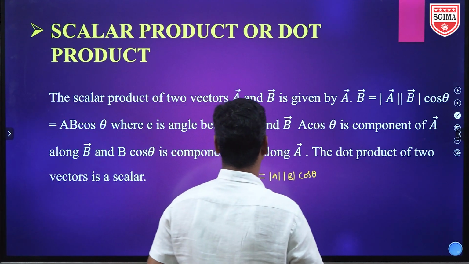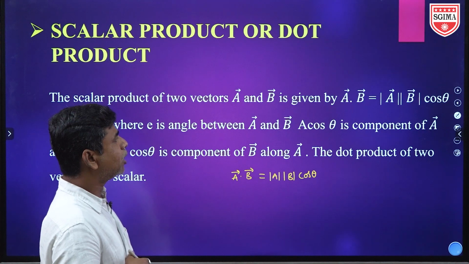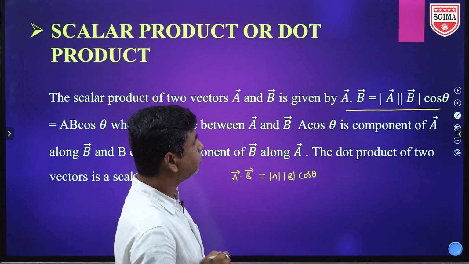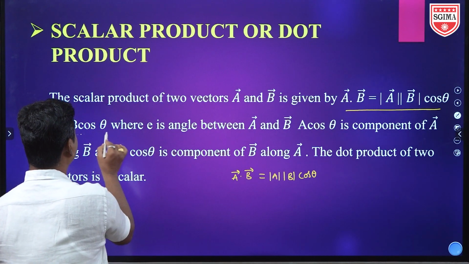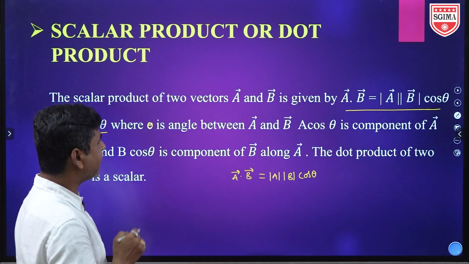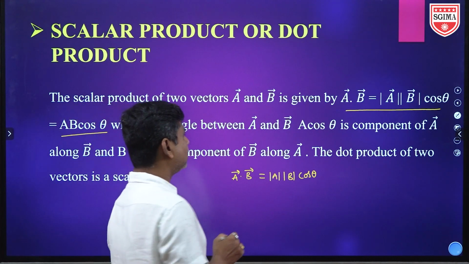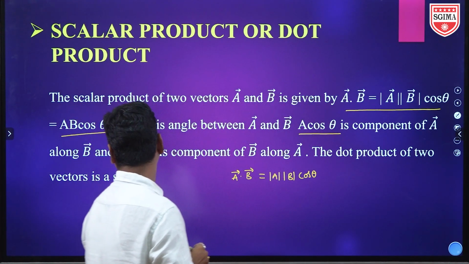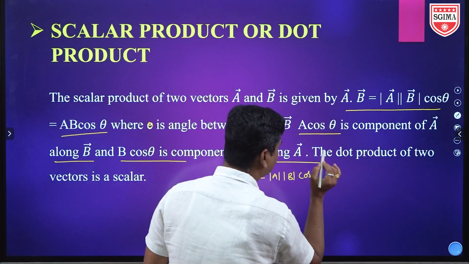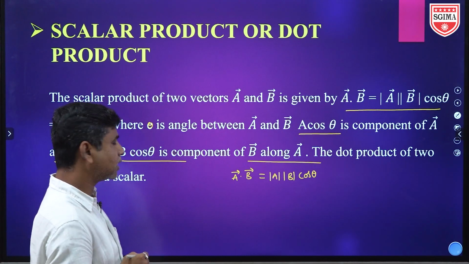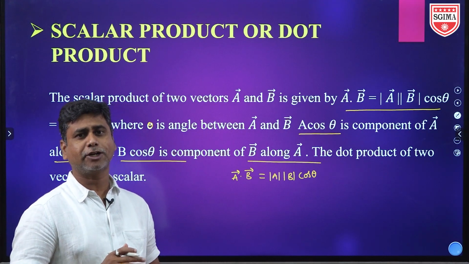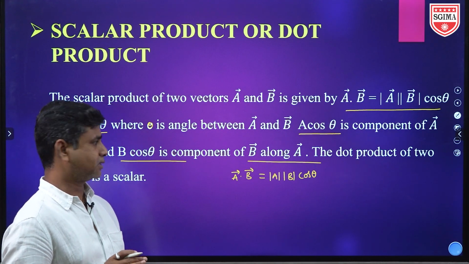Here the scalar product of two vectors a bar and b bar is given by a bar dot b bar equal to modulus of a bar and modulus of b bar cos theta, that is ab cos theta, where theta is the angle between a bar and b bar. Here a cos theta is the component of a bar along b bar and b cos theta is the component of b bar along a bar. The dot product of two vectors is always a scalar. It gives magnitude only, not any specific direction.